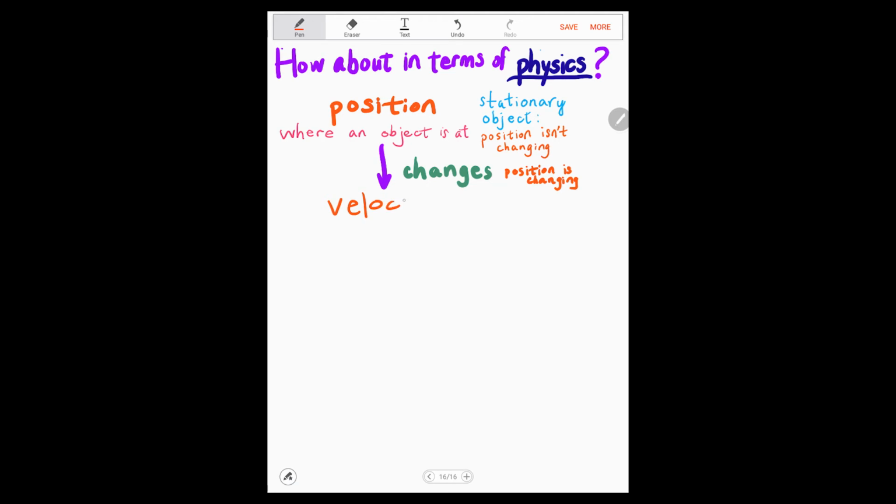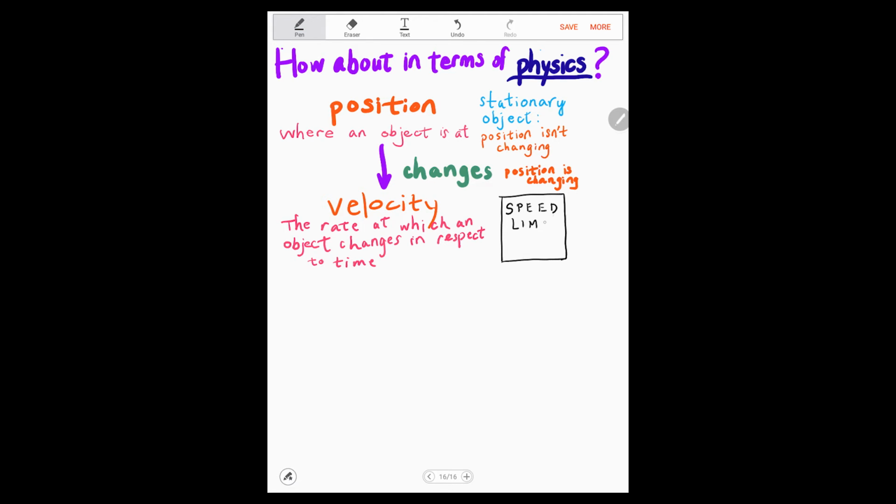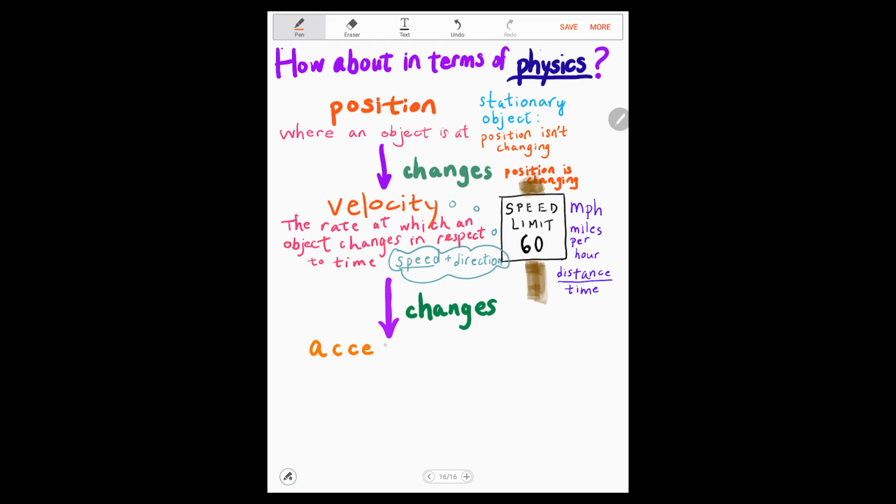I'm sure you've seen those speed limit signs by the road. What's the unit for the number? Miles per hour. So in essence, the unit for velocity is distance over time. Think of velocity as speed with direction. Hint, hint, velocity is a vector, so it has direction. And lastly, acceleration is the rate at which velocity changes with respect to time. If velocity either increases or decreases, we have acceleration. So we can say that the derivative of position is velocity, and the derivative of velocity is acceleration.